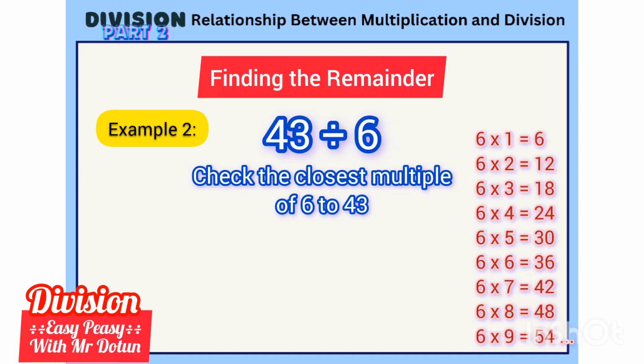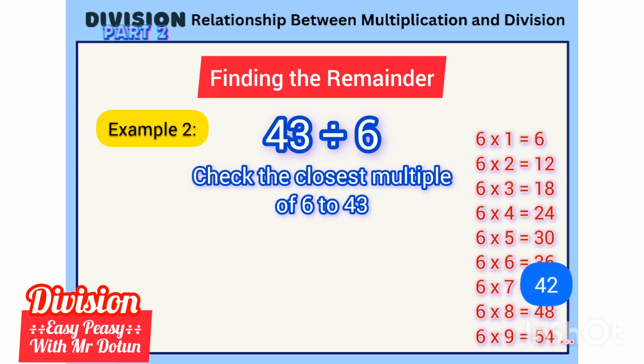We know that 6 times 1 is 6, 6 times 2 is 12, 6 times 3 is 18, 6 times 4 is 24, 6 times 5 is 30, 6 times 6 is 36, 6 times 7 is 42, 6 times 8 is 48, 6 times 9 is 54, and so on. The closest to 43 among the multiples is 42. So 42 is the closest multiple of 6 to 43. 48 is bigger than 43.